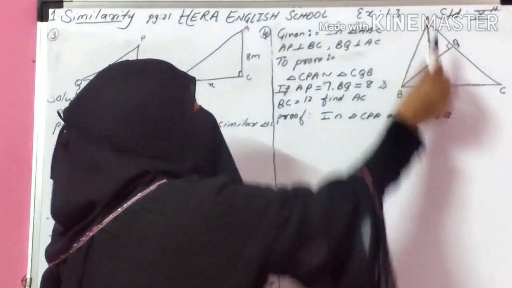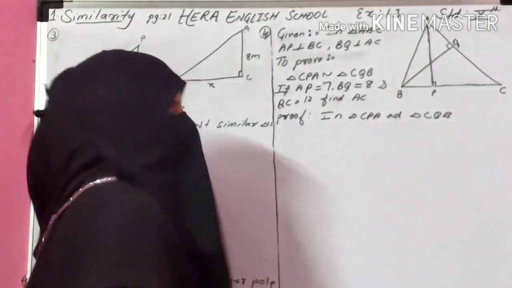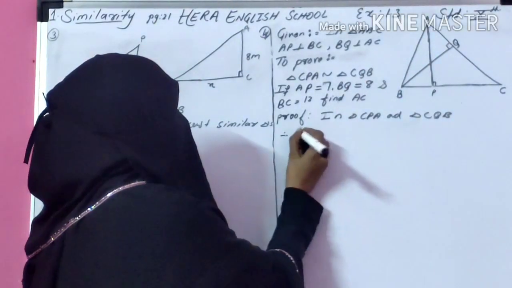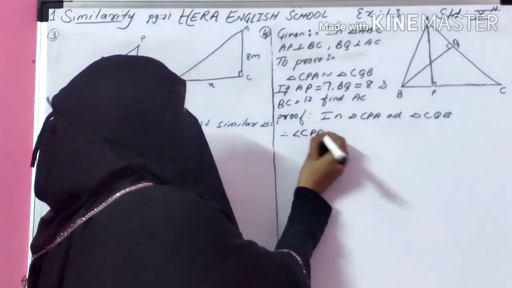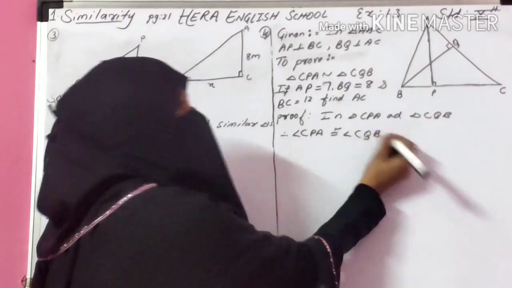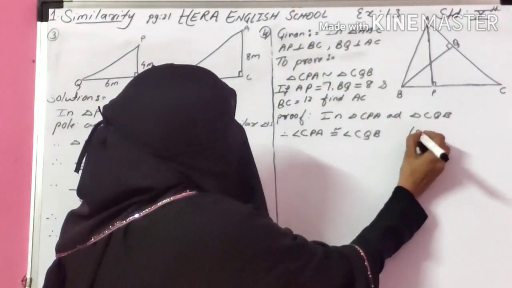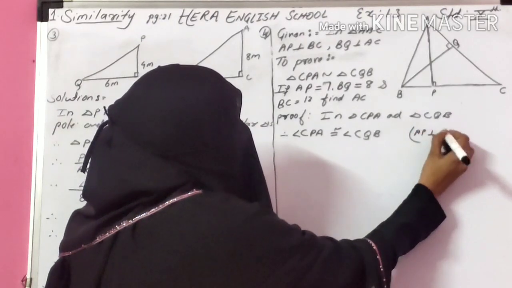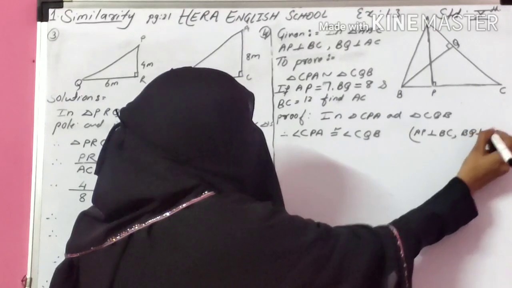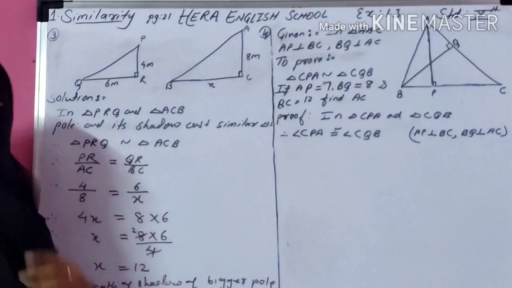Now focus on triangle CPA. In triangle CPA, angle P is 90 degrees. In triangle CQB, angle Q is 90 degrees. That means angle P is congruent to angle Q. So therefore, angle CPA is congruent to angle CQB. Okay. Given, write the given here. AP is perpendicular to BC, and here BQ is perpendicular to AC, so that's why these two angles are congruent.